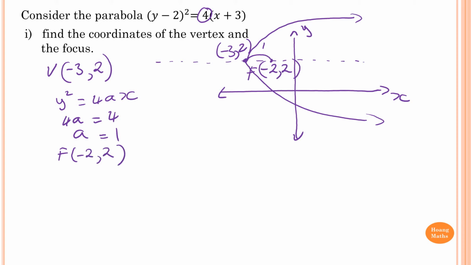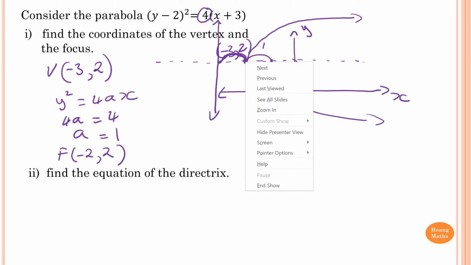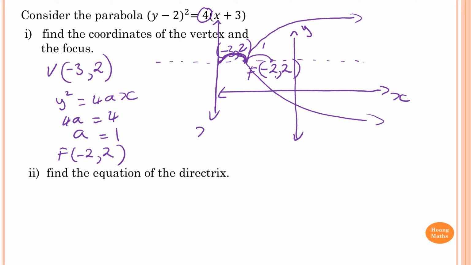Now to find the directrix, we can easily just look from the vertex and go 1 unit to the left. This is the equation of the directrix. Find the equation of the directrix. From -3, because the vertex is (-3, 2), you move 1 to the left. So this means x equals -4. Therefore, the equation of the directrix is x equals -4.